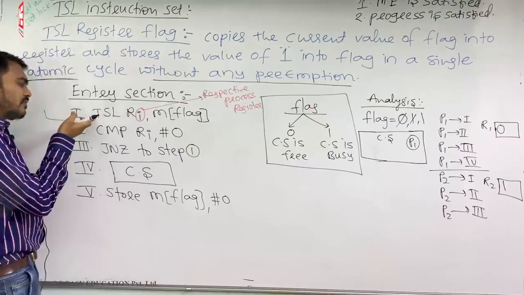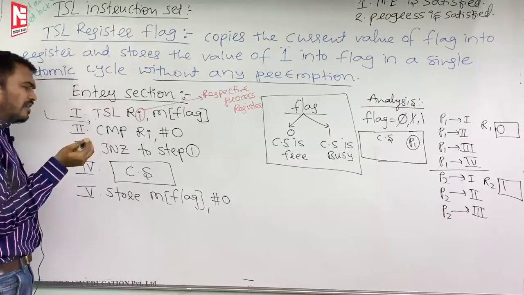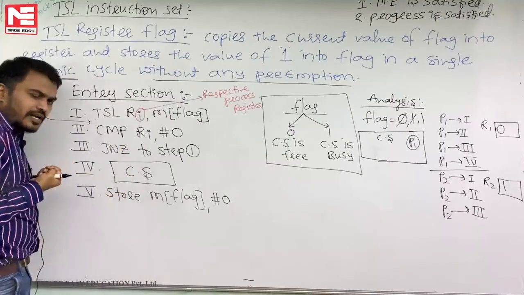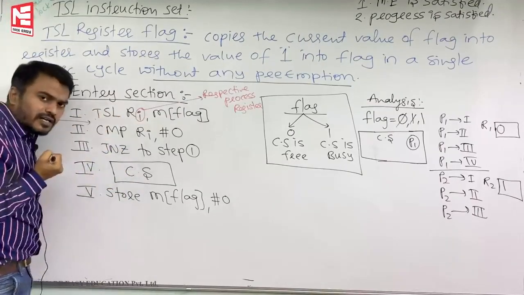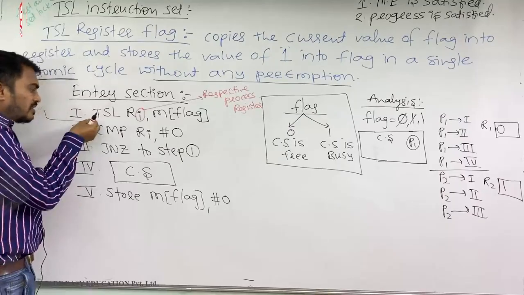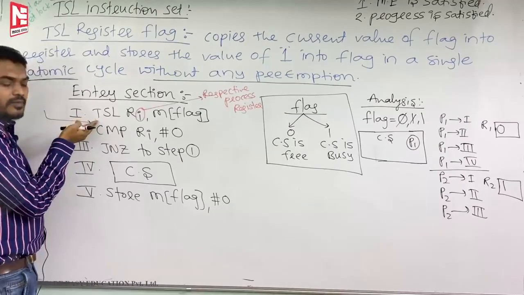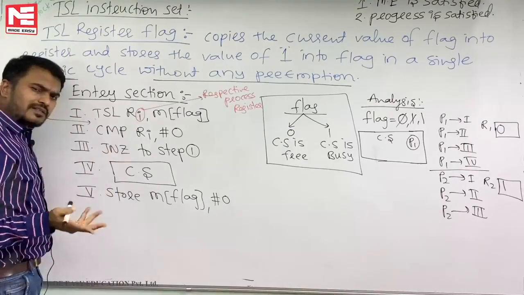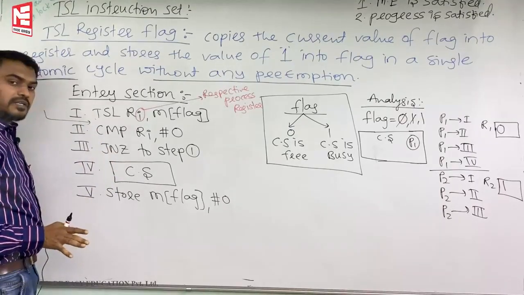Why? Because even if you take preemption, a temporary stop, when the process comes back, it will directly enter into the critical section. So already it is reserved. When it executed this, it reserved the critical section. So you need to consider the CS as busy only. Is the point clear? Right?